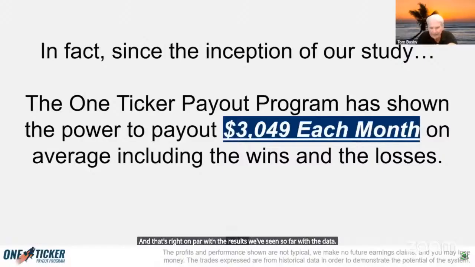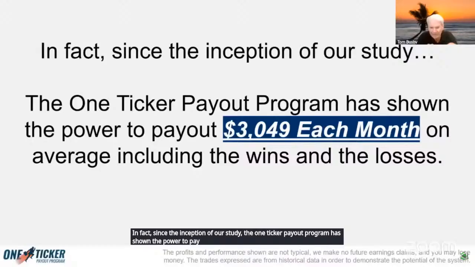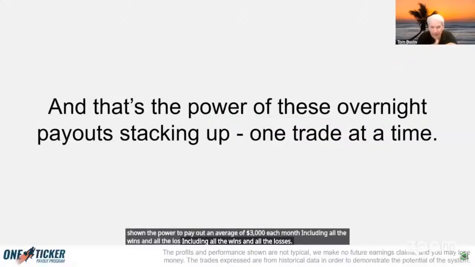In fact, since the inception of our study, the one ticker payout program has shown the power to pay out an average of $3,000 each month, including all the wins and all the losses. And that's the power of these overnight payouts, stacking up one trade at a time.